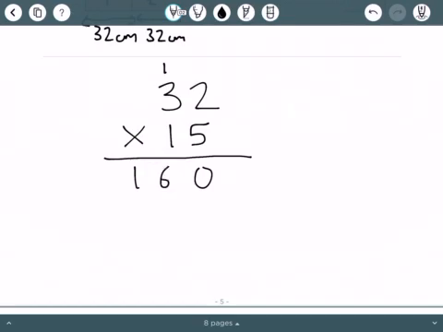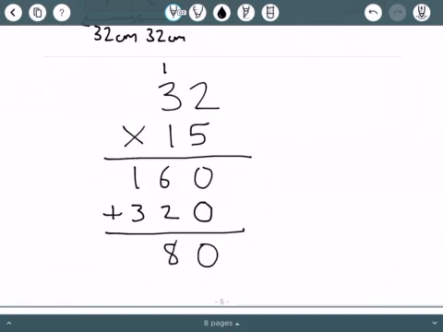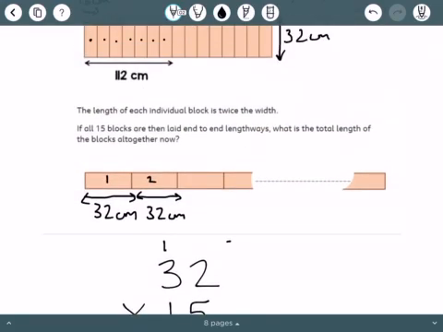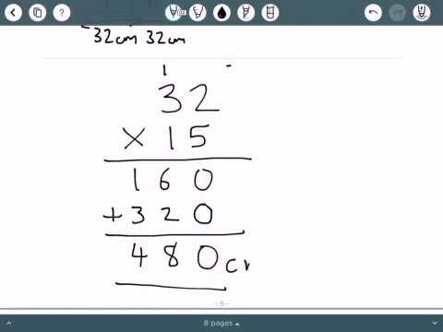Then we need to multiply by our 10. So as we're multiplying by 10, we'll put our placeholder in there. We do 10 times 2, which is 20, and then 10 times 30, which is 300. We then add our answers together. If we add our 1s, we've got no 1s. Add our 10s, we've got 6 10s and 2 10s, 8 10s, 80. And add our 100s, we've got 100. Add 300s, which is 400. So if we go back to our original question, what is the total length of the blocks altogether now? It is 480 centimetres.